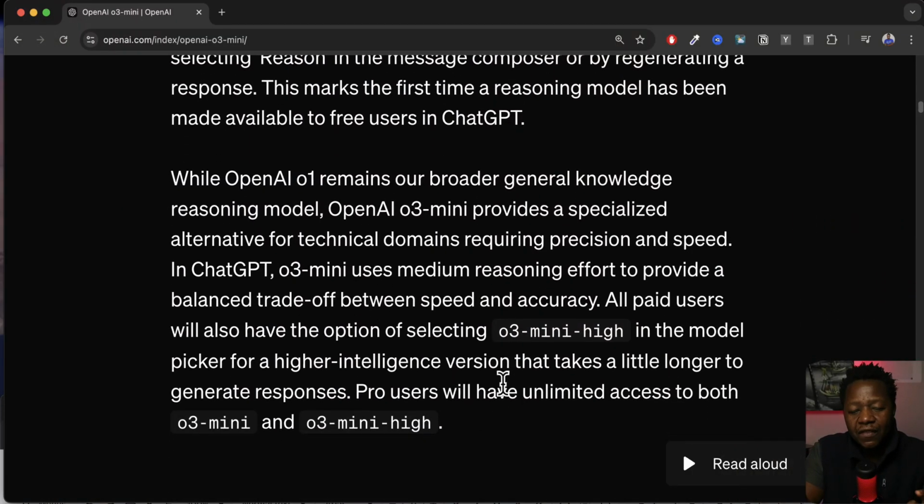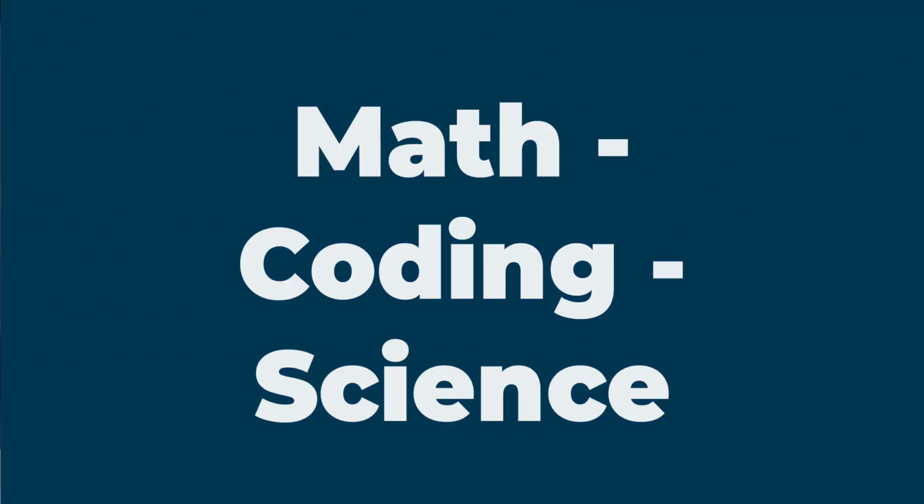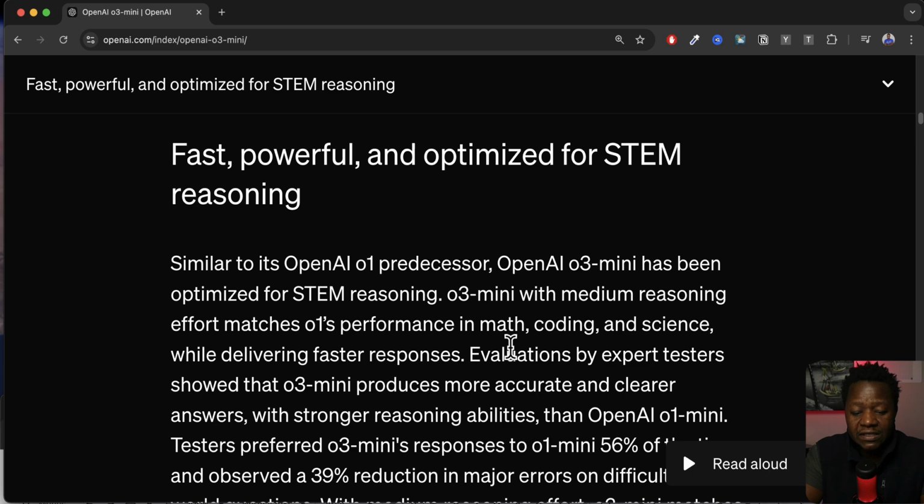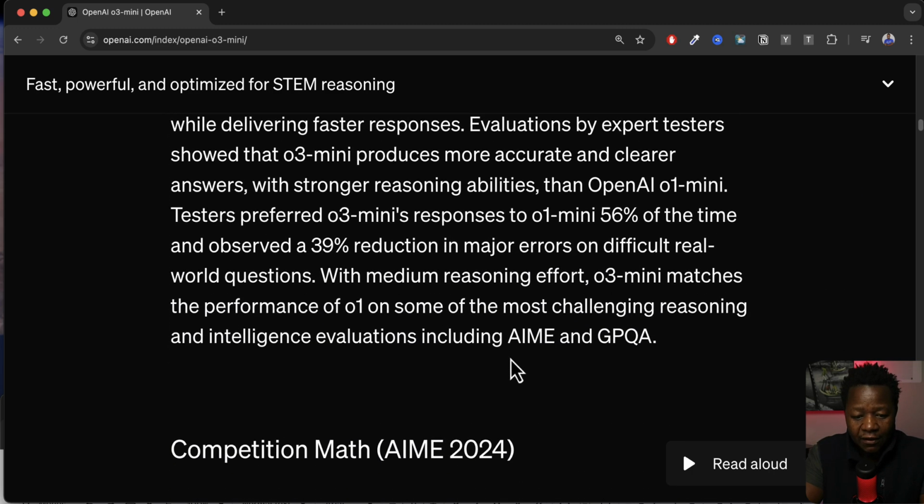Now let's talk about what really makes this model so great. Looking at all this documentation, the recurring theme is that they made a lot of big improvements. This model is really better at math, coding, and science, which is great for developers and students. It's also smarter, with 39% fewer mistakes, which means smarter responses and fewer errors. And of course, it's faster and cheaper as well, which is great.